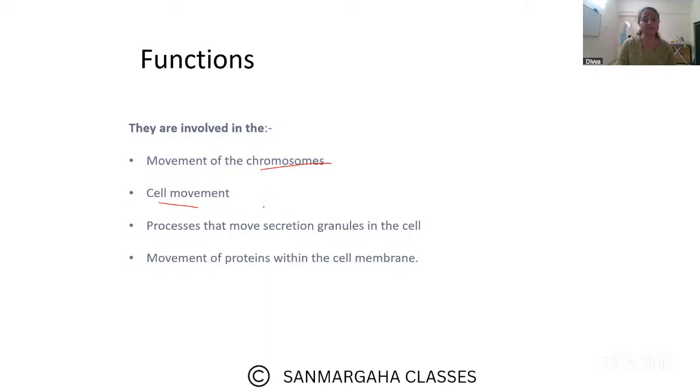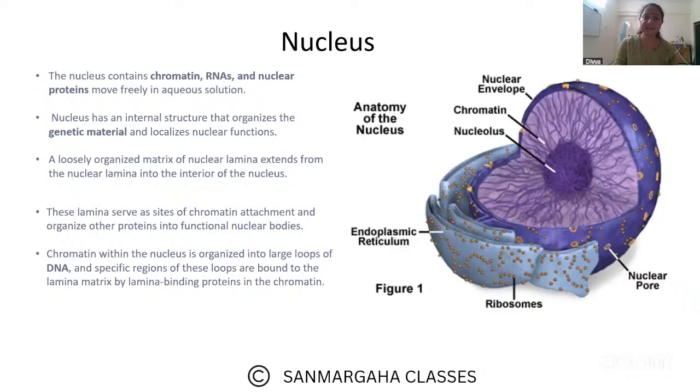Also the secretion granules that are found, all the secretions of the organelles, have to move around and go out of the cell or come inside the cell. All these are taken care of by these cytoskeletal components. Also, as I told, movement of proteins within the cell membrane, and from one cell to the other cell.